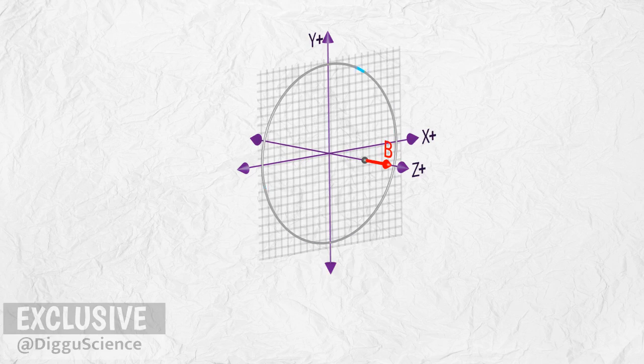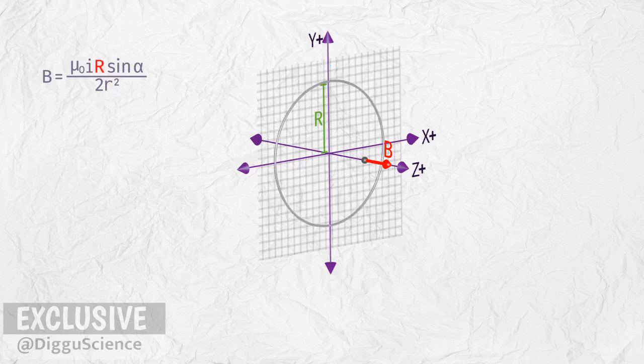Using Biot-Savart's law, we can calculate the magnitude of the magnetic induction at a point on the axis of the circle. B is equal to mu0 I big R sine alpha over 2r squared. This big R is the radius of the conductor circle. r is the distance of the point to the edge of the circle. Alpha is the angle formed between the circle axis and the line r.